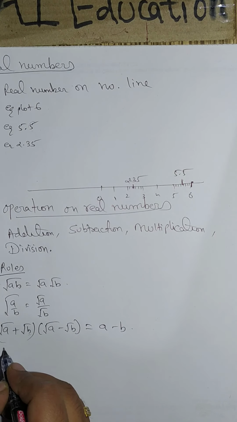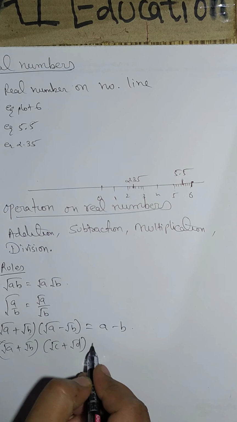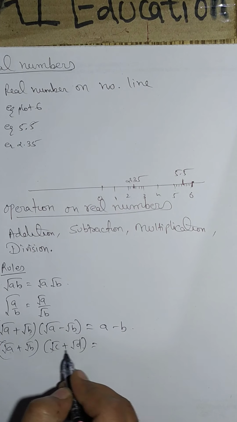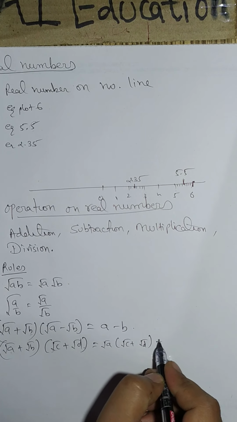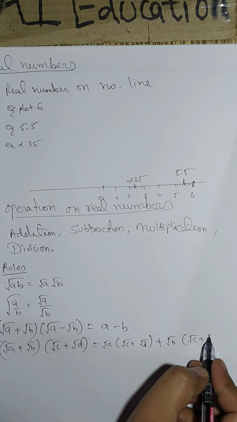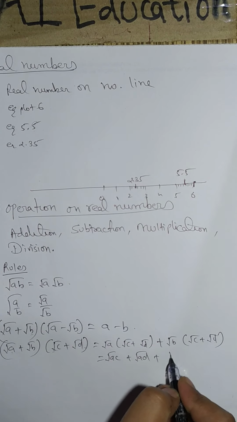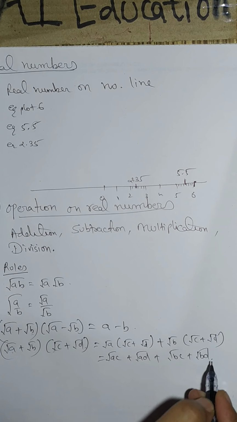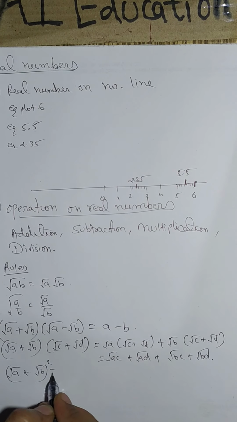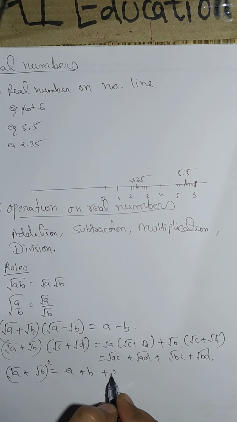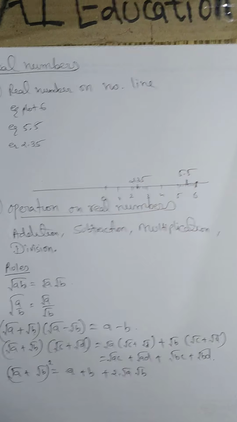Then similarly, square root of a plus square root of b, multiplied by square root of c plus square root of d. Here it is simple multiplication: root a into the complete second term, and then plus root b into the completely second term. When we simplify, we get root ac plus root ad plus root bc plus root bd. Then square root of a plus square root of b, whole square, is a square plus b square plus 2ab. I hope these rules are very clear to you.